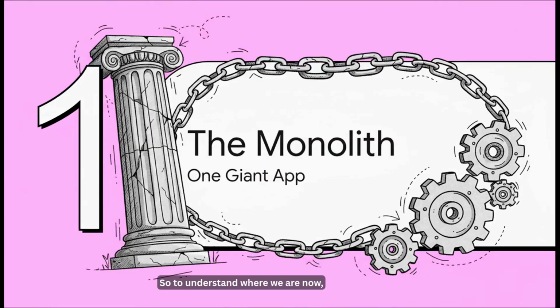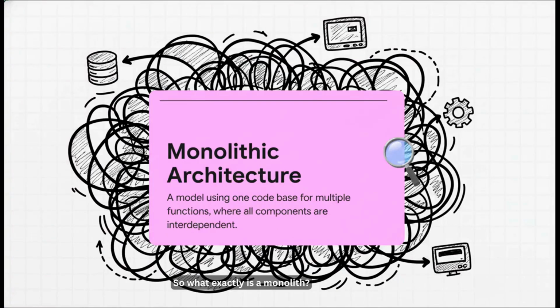So to understand where we are now, we have to go back to the beginning. Our story starts with the classic, the traditional way of doing things, the monolithic architecture. And yeah, it's pretty much exactly what it sounds like, one giant solid piece of software. So what exactly is a monolith? Well, it means everything, and I mean everything, is built into a single, massive code base. You've got user profiles, payment processing, maps, the whole shebang, all tightly interconnected and woven together into one unit.